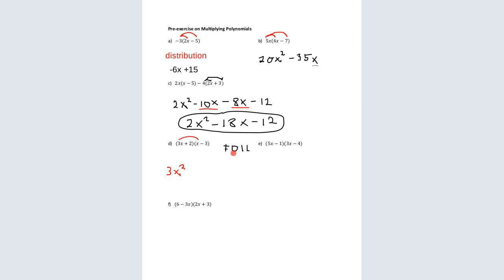Okay. O means outer, so that means I'm going to take the outer ones, the ones on the outside of the parentheses. And so that'd be 3x times negative 3, which is negative 9x. And then the inners, which would be the 2 on the inside, which is 2 times x. And they're both positive, so that's plus 2x. We're turning it into a term. Okay. And then, of course, the last. And that's the last one times the last one, which gives us negative 6 if I haven't made a mistake anywhere.